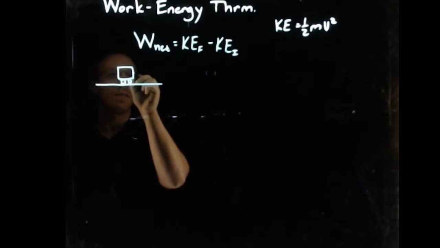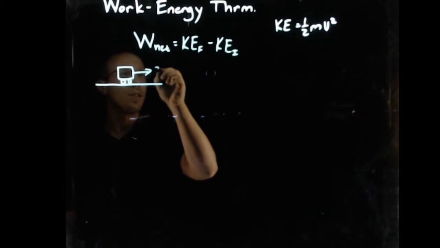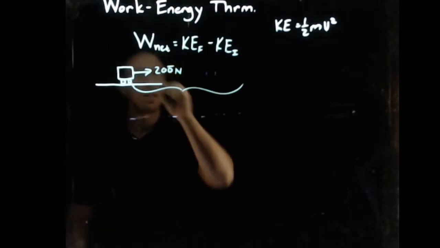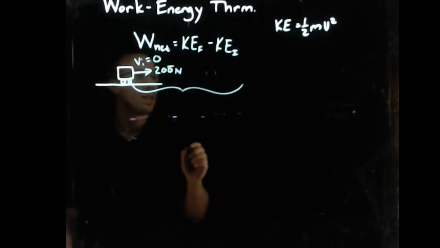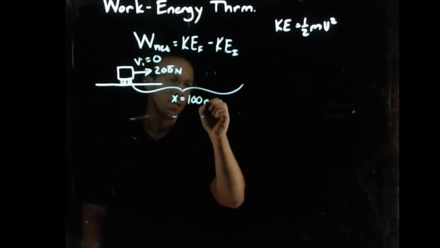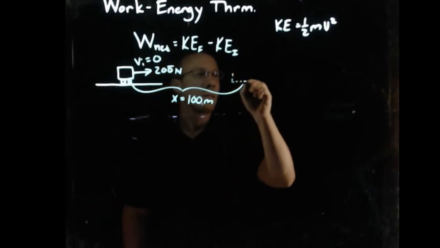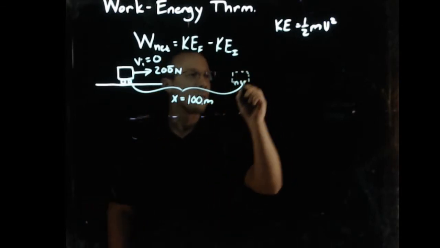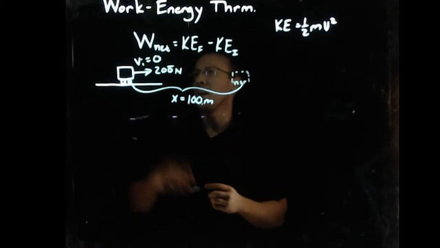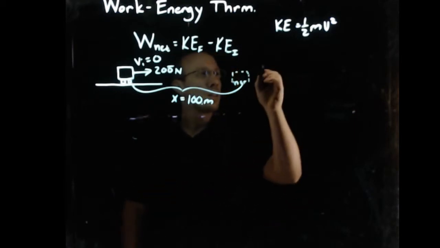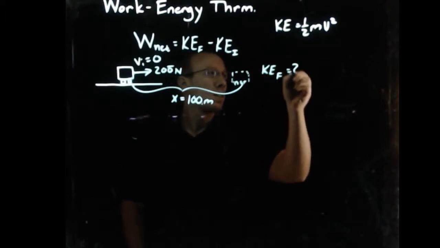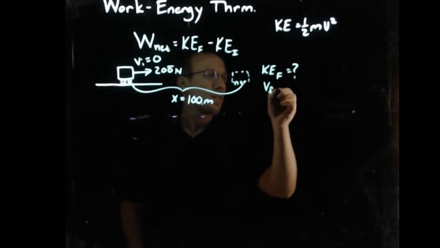And let's say that there's a force on the car of 200 newtons. We're going to say that the car starts at 0, so the initial velocity is 0, and that it's displaced 100 meters. All right, so the 200 newton force is going to be constant. We have a displacement of 100 meters and an initial velocity of 0. I want to know, what is the final kinetic energy? And I want to know what the final velocity is.